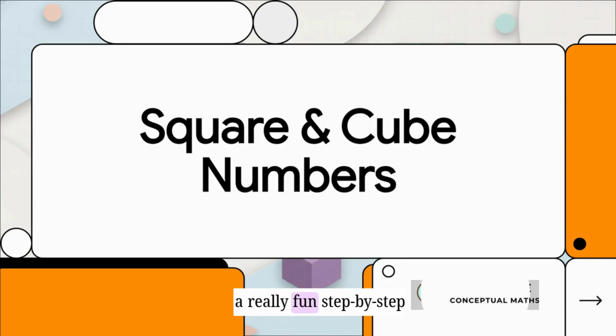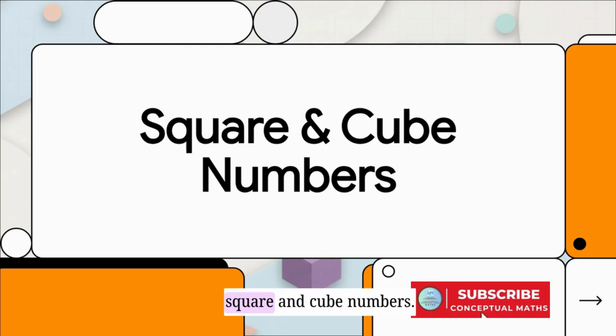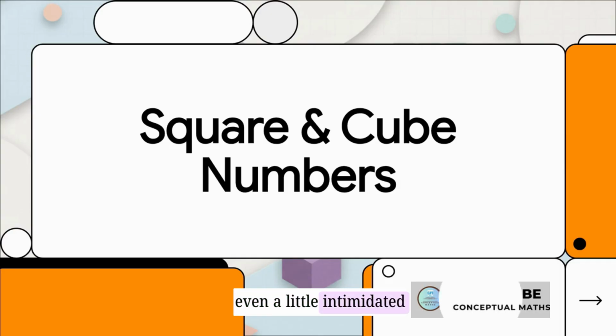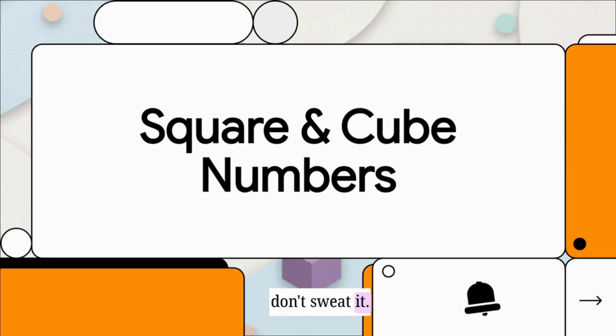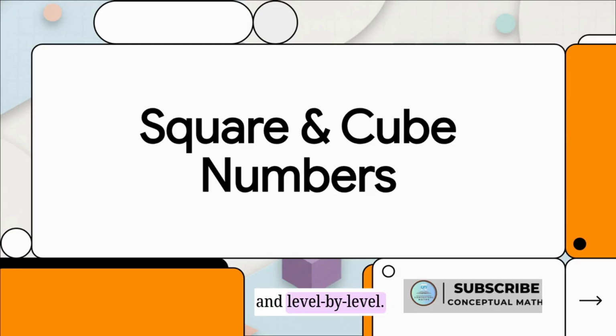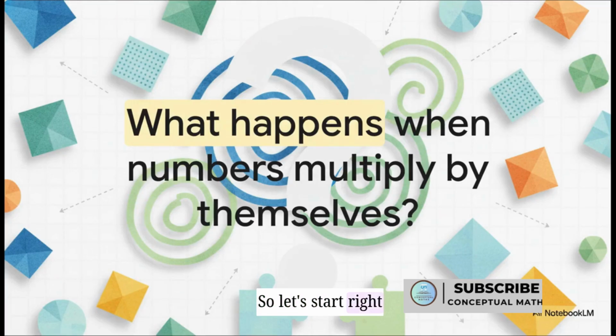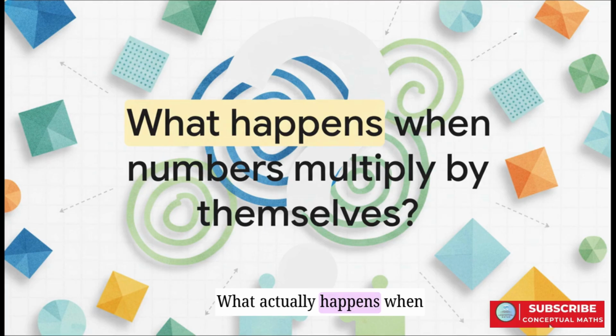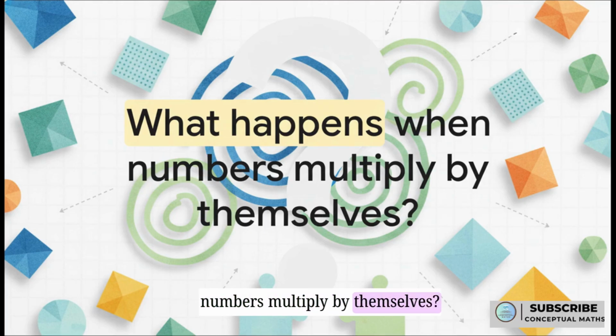We are going on a really fun step-by-step journey today, and by the end of it, you're going to completely conquer square and cube numbers. Seriously, if you've ever felt even a little intimidated by exponents, don't sweat it. We're going to break the whole thing down visually, step by step, and level by level. So let's start right here with this incredibly fundamental question. What actually happens when numbers multiply by themselves?